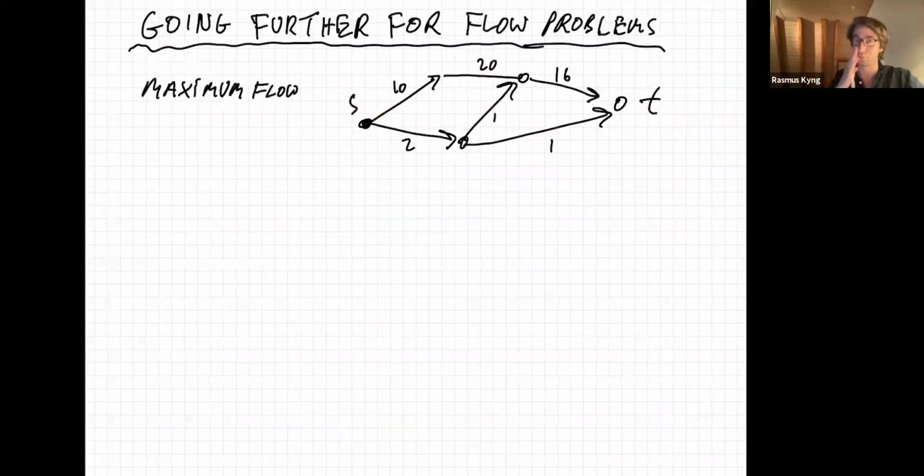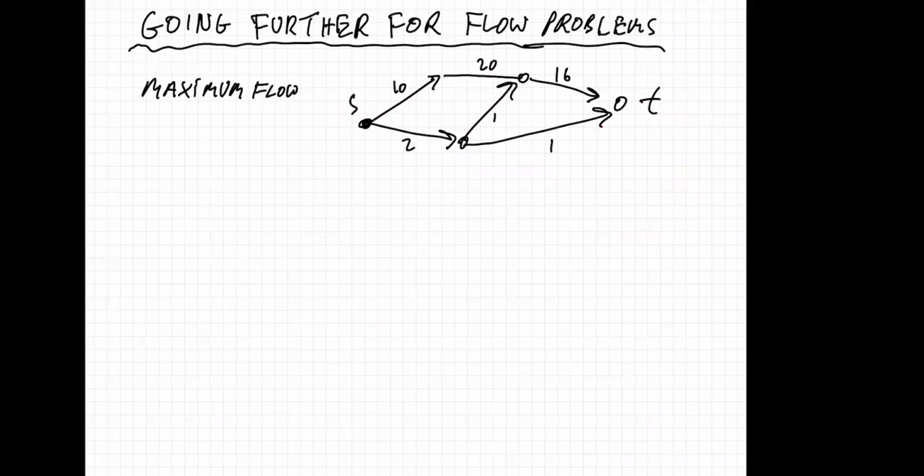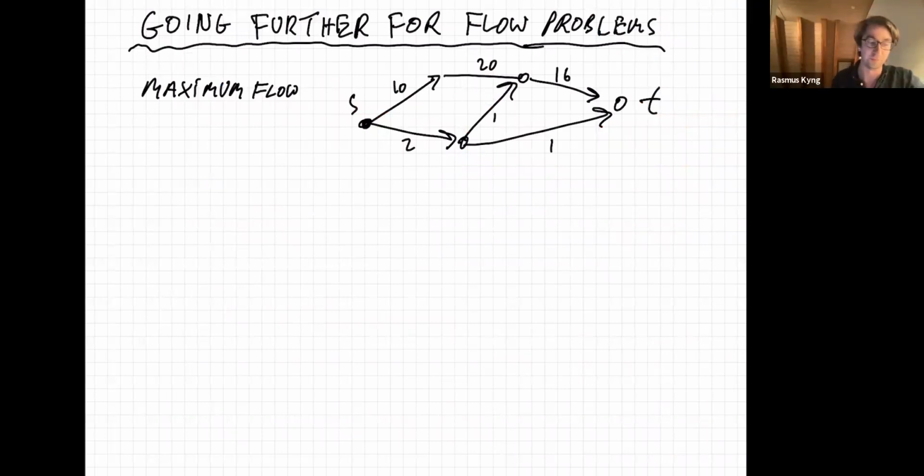Okay, so let me rush through, just mention some other results out of this. So you can go a lot further for flow problems, it turns out, with this stuff. It's still a very active area of research. So think about maximum flow. The idea here is that we have a source and a sink, and we want to send as much flow as we can from the source to the sink.